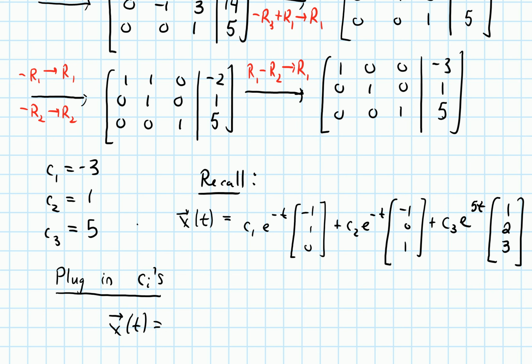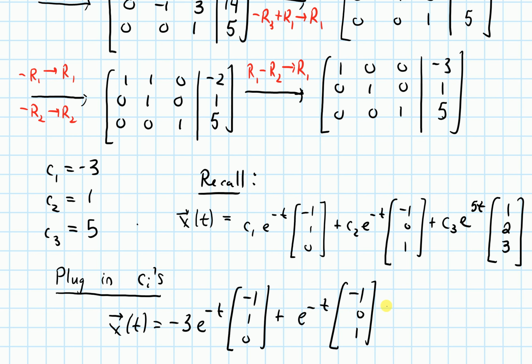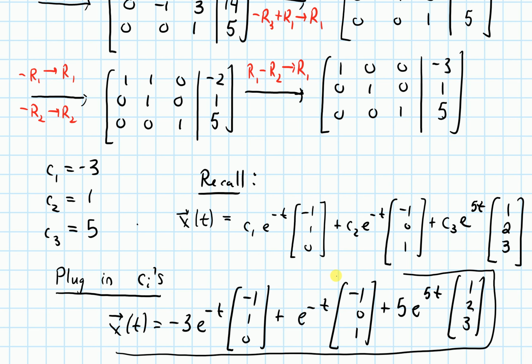So if we do that, we get x of t. C1 is negative 3, so we get negative 3 e to the negative t multiplied by negative 1, 1, 0. C2 is 1, so we just get plus e to the negative t times negative 1, 0, 1. And then C3 is 5, so we get plus 5 e to the 5t times the vector 1, 2, 3. And that would be our solution to the initial value problem.